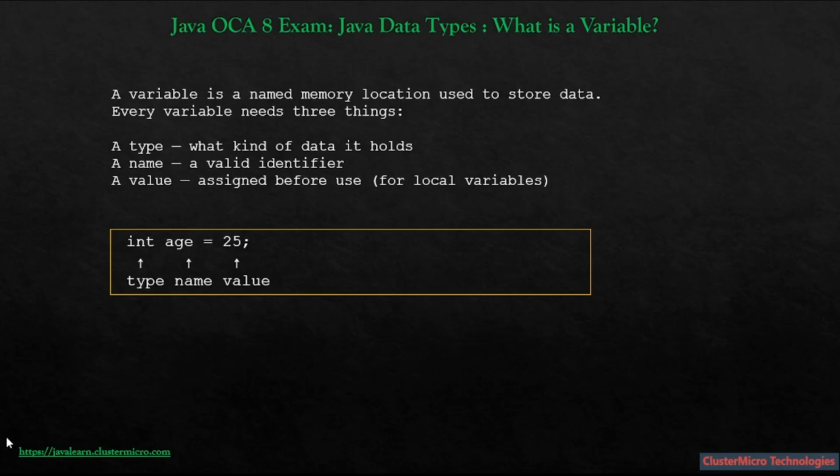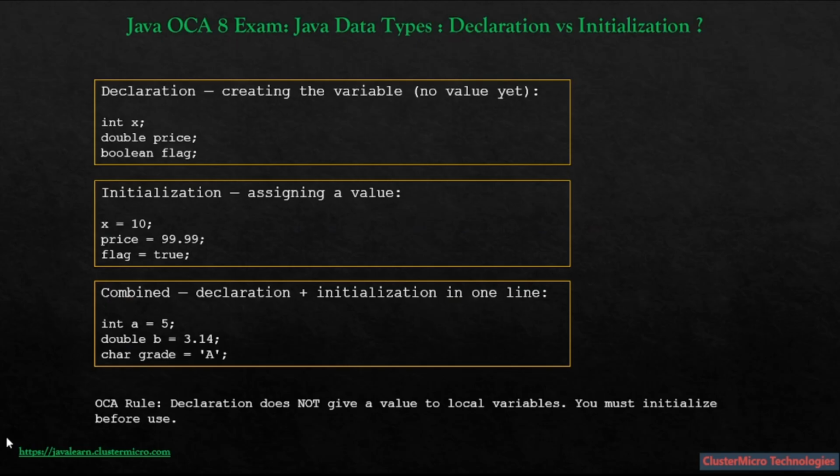Now, declaration versus initialization. What is declaration? Declaration is creating the variable, with no value yet. If we declare int x, double price or boolean flag, we have not given them any value, but they have been declared. The variable has been created. When you create the variable, you tell Java the type and name, like int x. That's a declaration. The variable exists now, but it has no value yet. It's an empty box with a label. It doesn't contain any value. And initialization is when you assign a value to the variable, x = 10. Now the box has something inside it.